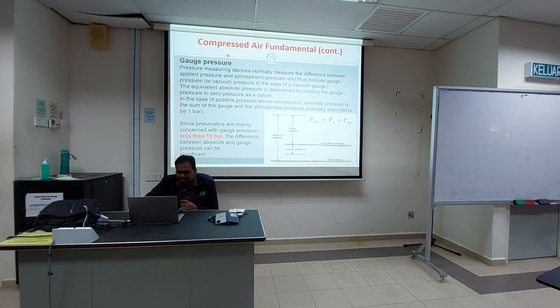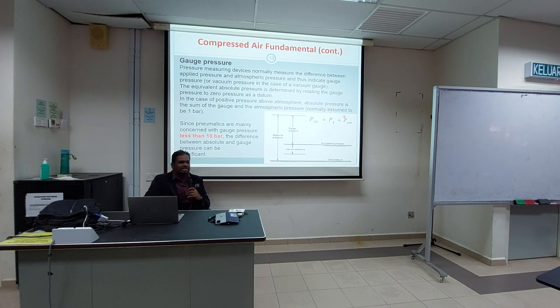Gauge pressure. Gauge pressure is the pressure that you can measure. A gauge is a measuring device. Normally when you measure something, you start from zero, so if the pressure increases, it will increase. So pressure measuring device: whatever you use to measure pressure normally measures the difference between the applied pressure and atmospheric pressure. So this is the formula: absolute pressure is gauge pressure plus atmospheric pressure.